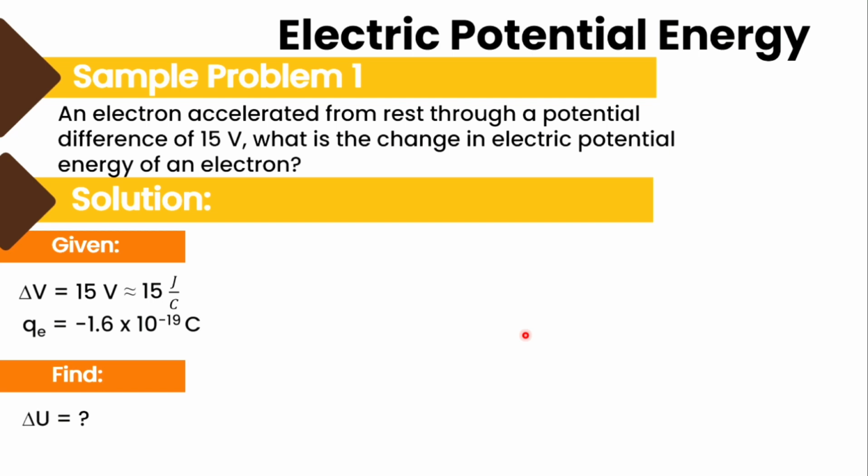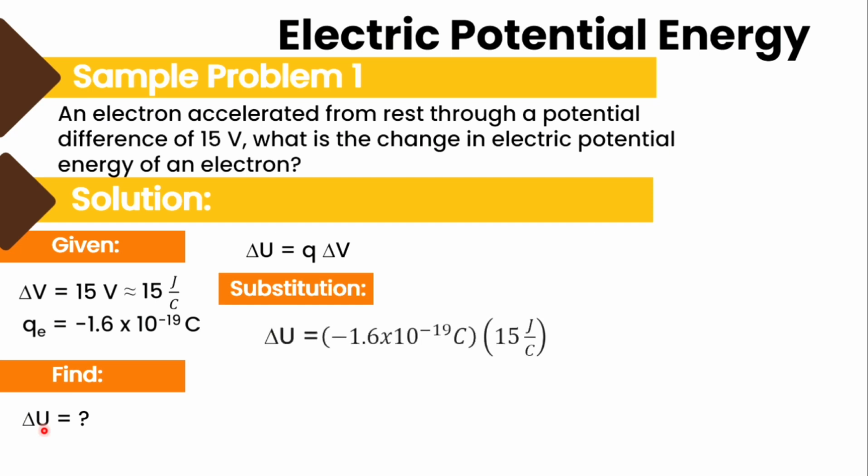Now, we need to find the change in electric potential energy. So electric potential energy is denoted by a big letter U. So why did I put a triangle beside the big letter U? Because we are looking for the change. So whenever we have a change, meaning we subtract the initial from the final. That's why this triangle denotes that there is a change in a certain quantity, and we are talking about the electric potential energy. So the change in electric potential energy is equal to charge times the change in potential difference.